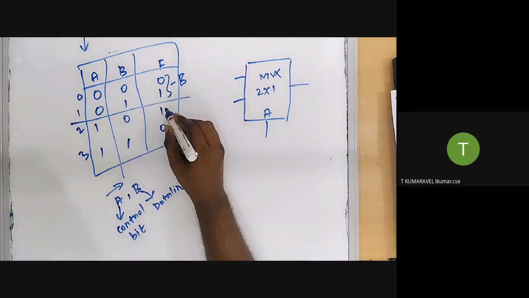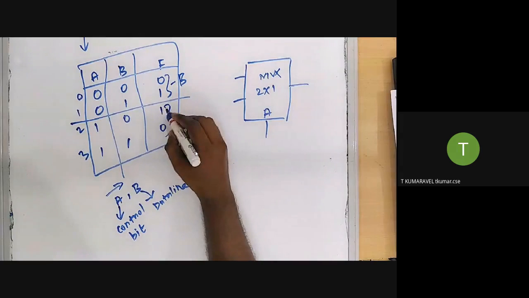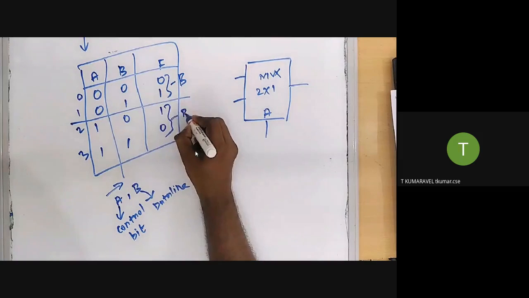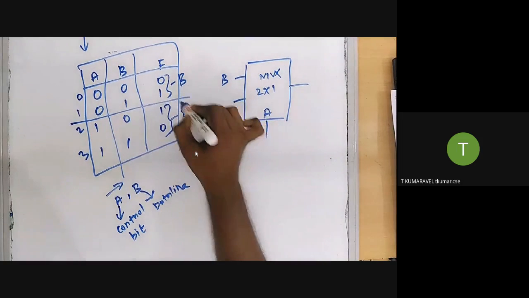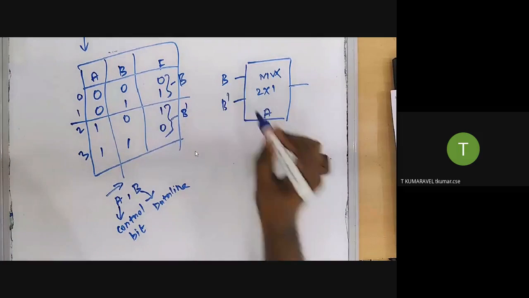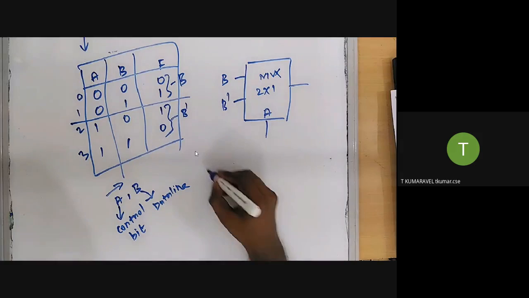So what about the next case? Here 0, their output equals 1. Here 1, their output equals 0. It is nothing but the complement of B. So I'm going to write it like that. So B is acting as a data line, and A is acting as a control line. Let me check that.